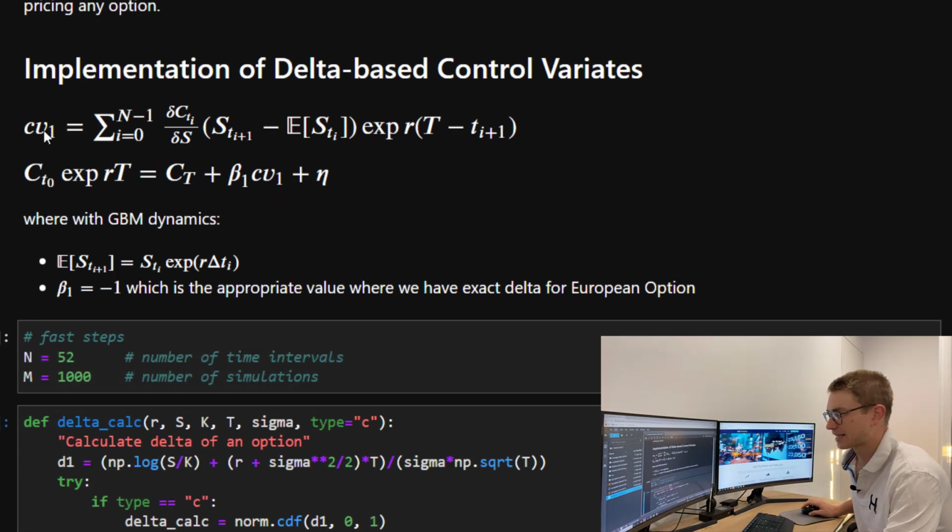So here is our calculation of our control variate 1, which is going to be delta. Now here we've got the equation for each of those components, and when it is GBM dynamics, therefore we have the expectation of the next stock price being this. So we're going to code this up for the Black-Scholes model, and we're going to look at what the relationship is between delta and the payoff.